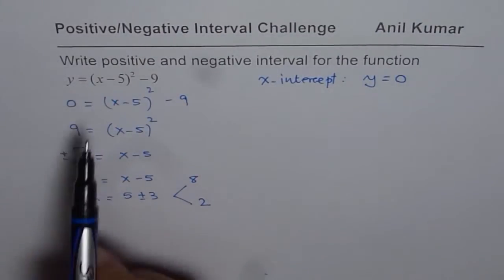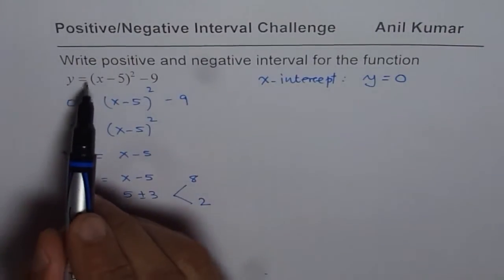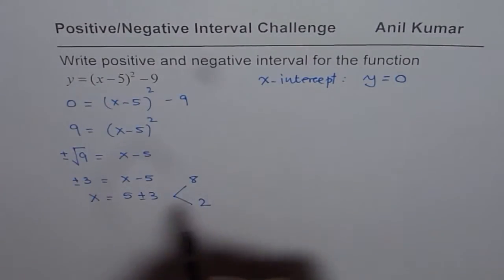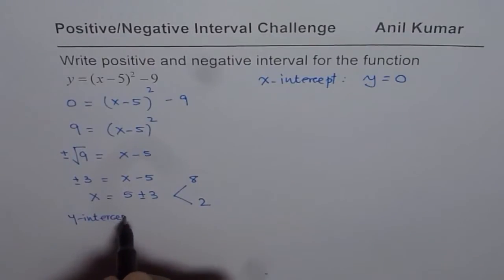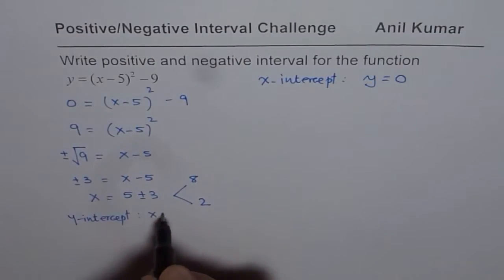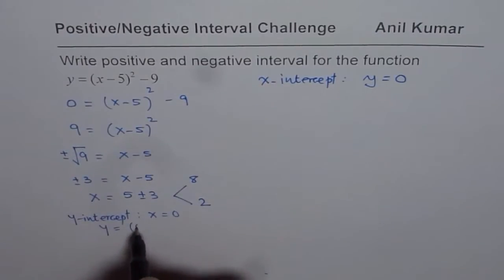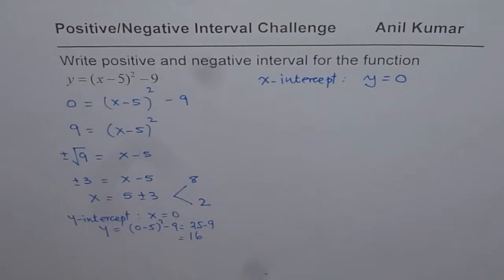This particular graph opens upwards since the leading coefficient is positive, correct? You would also find the y-intercept, right? So we'll find the y-intercept also. It helps to sketch properly. The y-intercept is when x equals 0. So if I substitute x equals 0, I get y equals (0 minus 5) whole square minus 9, which is 25 minus 9 or 16, correct? So that is the y-intercept.